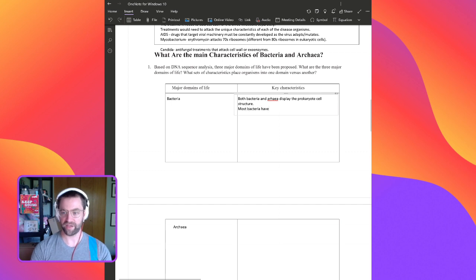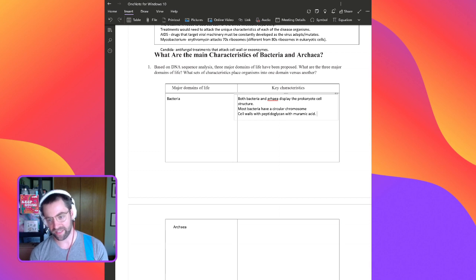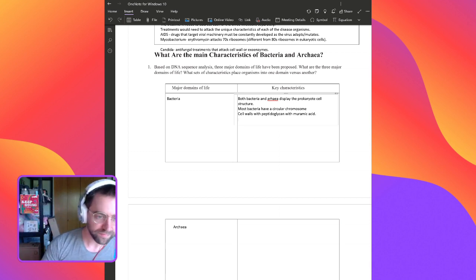Most bacteria have a circular chromosome. They have cell walls with peptidoglycan and muramic acid. Muramic acid occurs naturally as N-acetylmuramic acid in peptidoglycan.